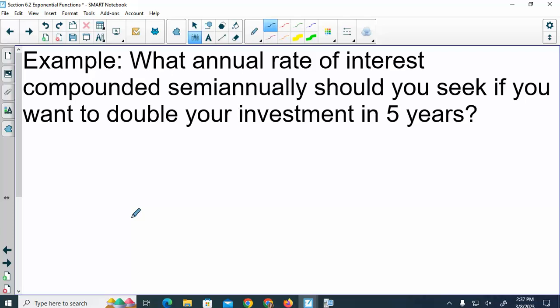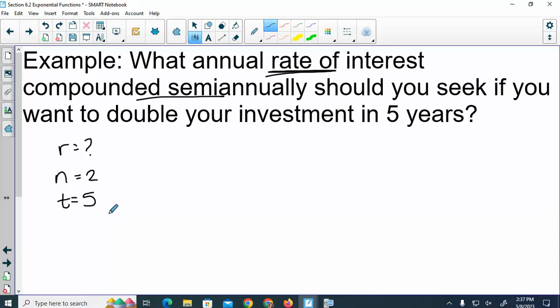What annual rate of interest? So what am I looking for? I'm looking for the rate, compounded semi-annually, N equals 10. What should you seek if you want to double your investment in 5 years? Okay. So A would be A times 2.